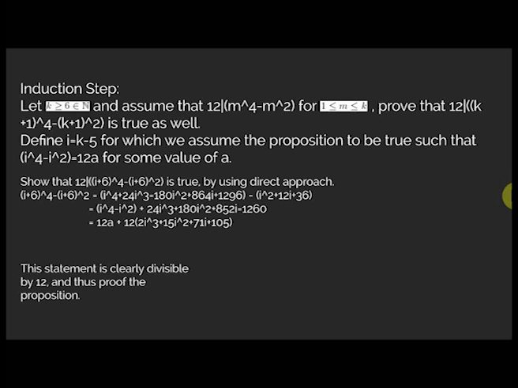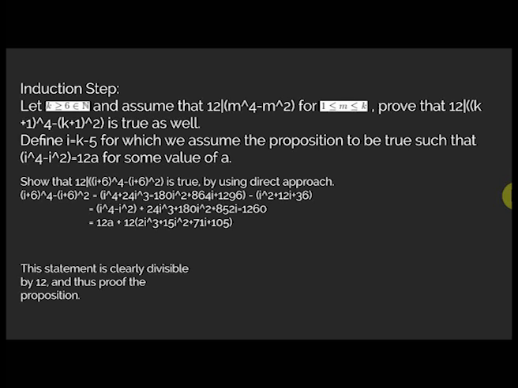Let k bigger than or equal to 6 be some natural integer and assume that 12 divides m power 4 minus m power 2 for 1 smaller or equal to m smaller or equal to k. Prove that 12 divides k plus 1 power 4 minus k plus 1 power 2 is true as well. Define i equals k minus 5, for which we assume the proposition to be true, such that i power 4 minus i power 2 equals 12a for some value of a.